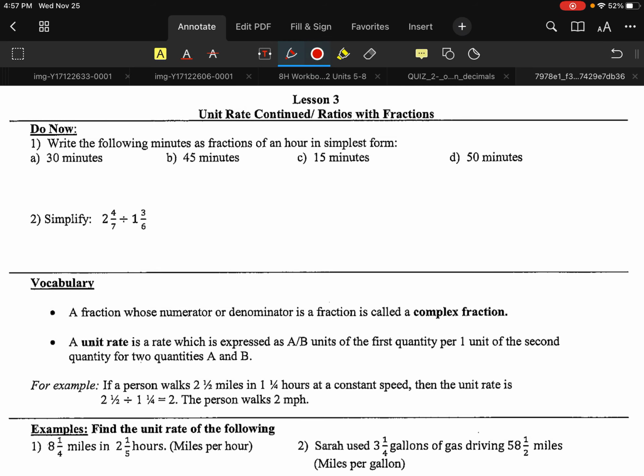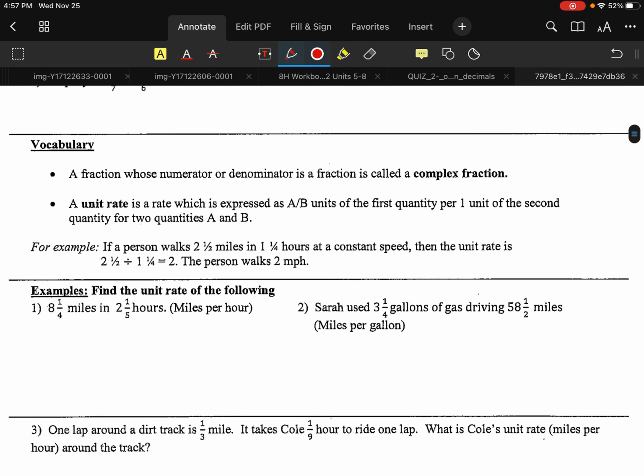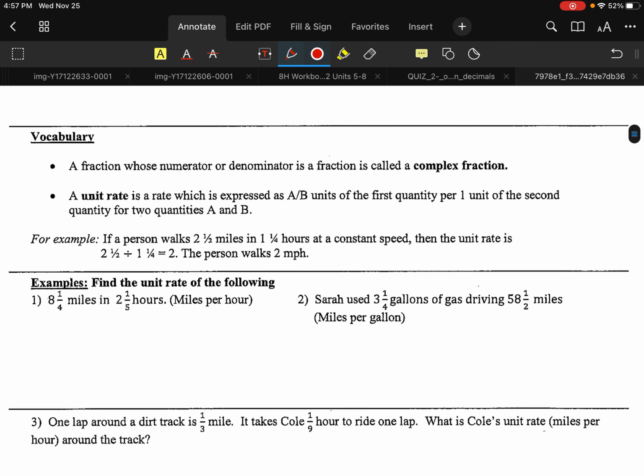Lesson 3, unit rate continued and ratios with fractions. In lesson 1, we did define unit rate and ratios. I'm going to skip the do now; we'll do that together as a class. Again, the vocabulary is already filled in for you.